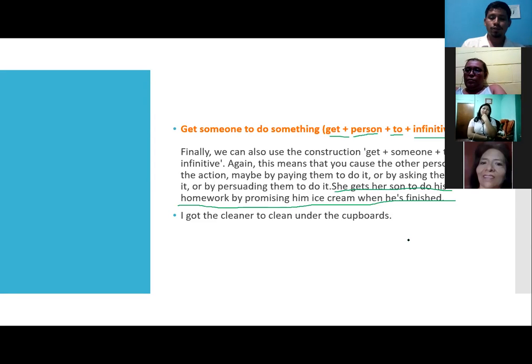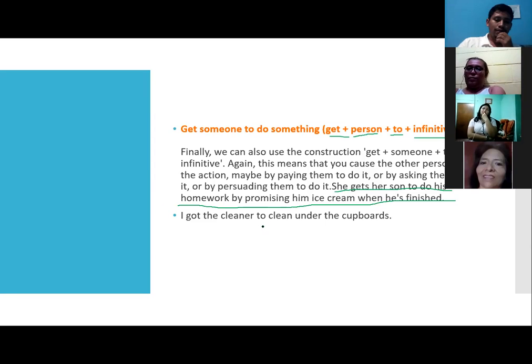And this persuasion, it happened or will happen if the son finishes the action. Okay. If he does, he will get an ice cream. Okay. For instance, we have the other sentence.